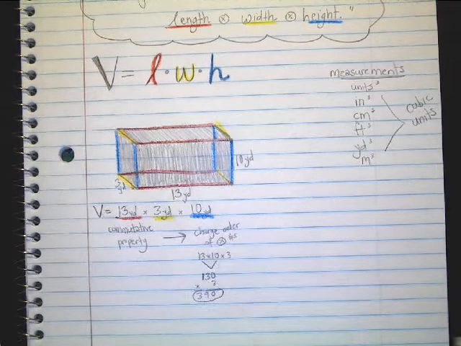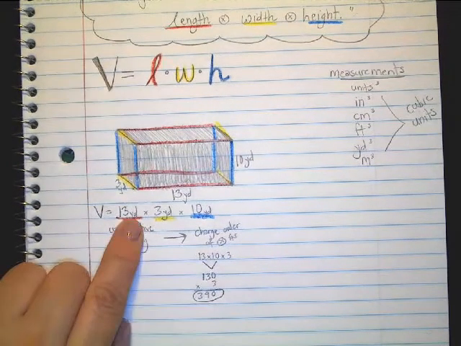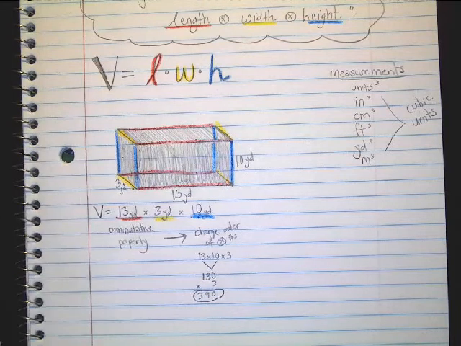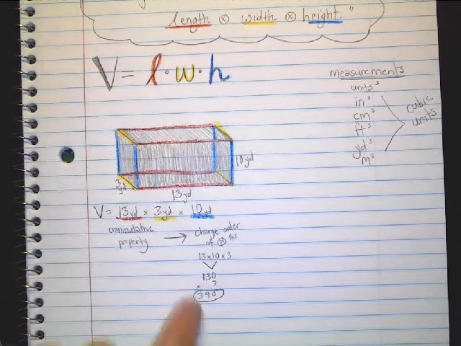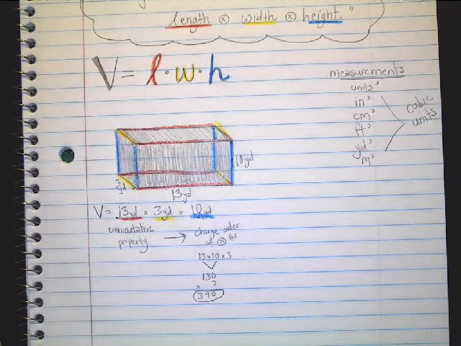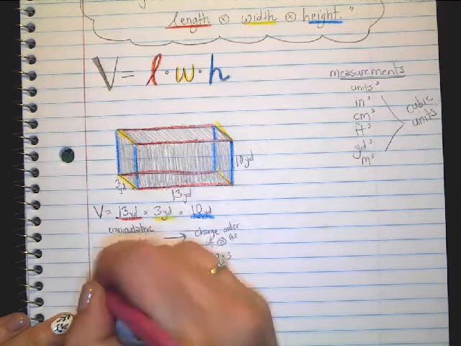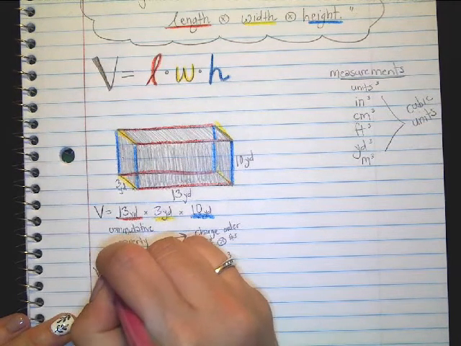And I get 390. This was not a great example because it would have been just fine to do 13 times 3 and then times that by 10. But sometimes it really does help to put these in a different order when you're doing the multiplication. So I know the answer is 390, but remember I gave you a specific measurement. So you cannot just say that the answer is 390. You have to put it in the correct terms.